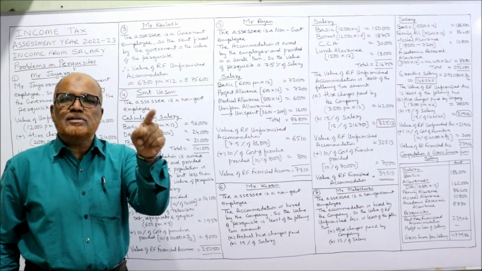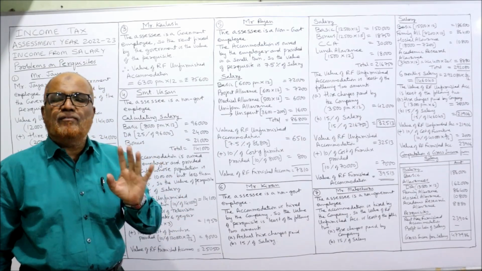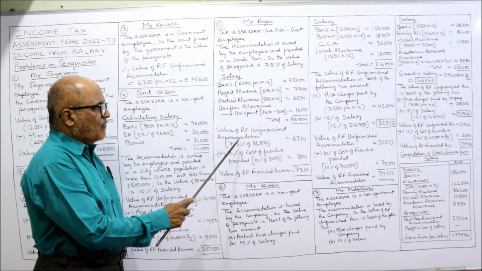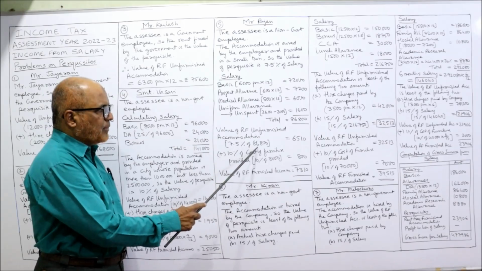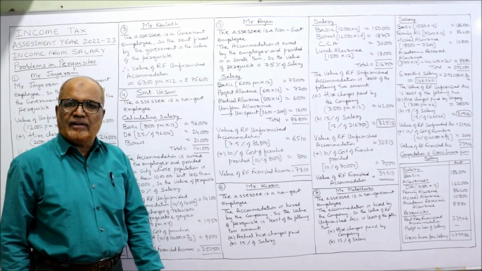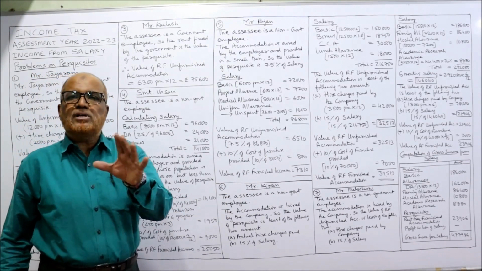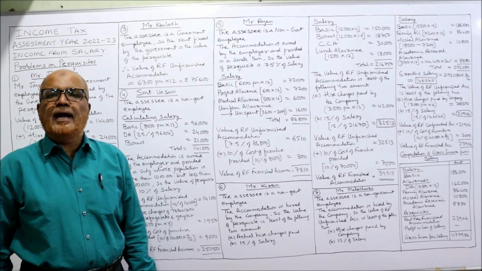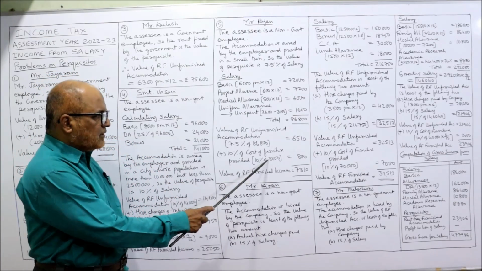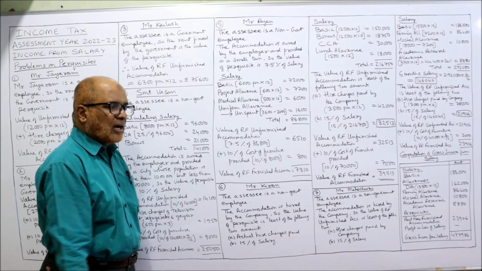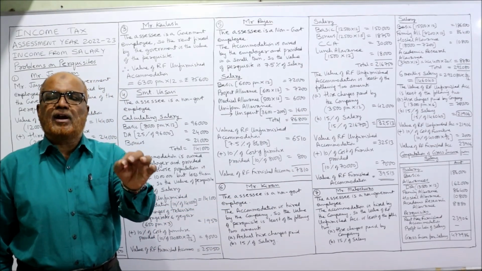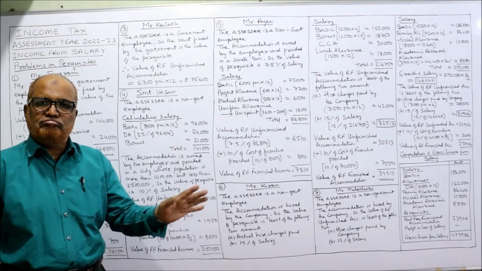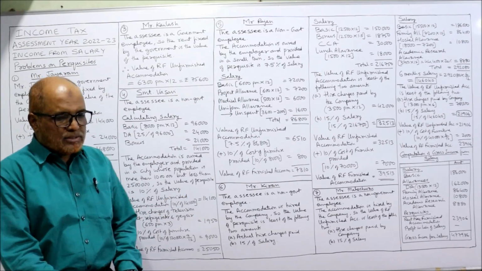7.5% of 86,800 is the value of rent-free unfurnished accommodation, which comes to 6,500. To this we add 10% of the cost of furniture provided, 8,000. So 10% of 8,800, total 7,310, is the value of rent-free furnished accommodation. That's it. Now, sixth problem.